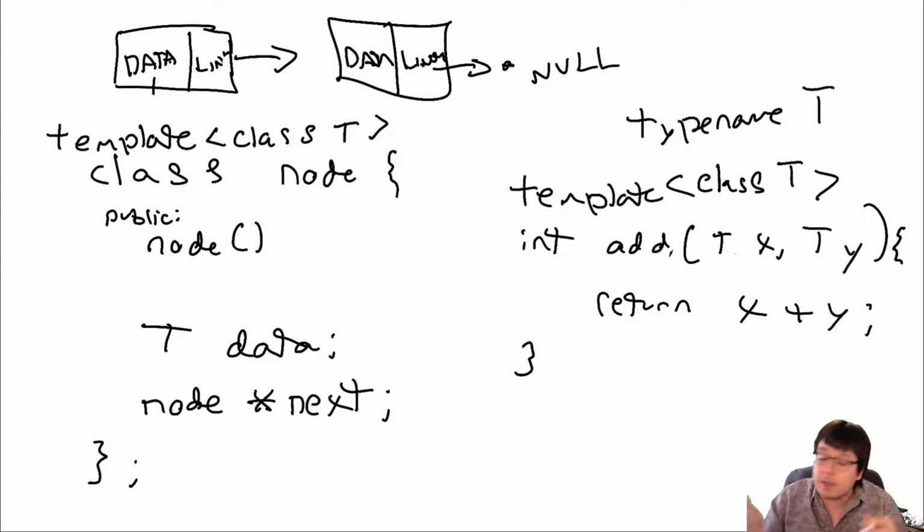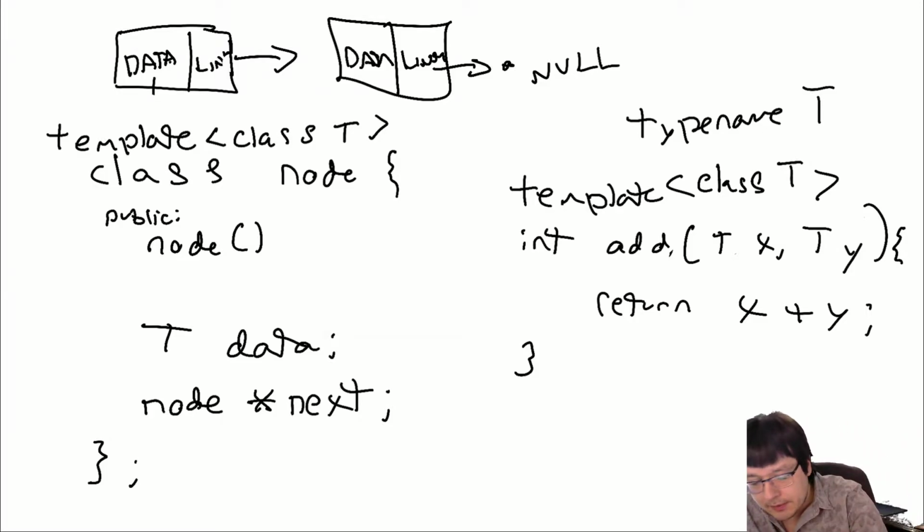Now, of course, the plus operator is not going to work with non-built-in data types, but you can do operator overloading, which I'm not going to go over. You can check my YouTube channel if you don't remember it. And then you can basically overload the plus operator to work with anything. So like for the node, you might want to actually add the data component, but not the link component, right? So anyways, quick review on templates.